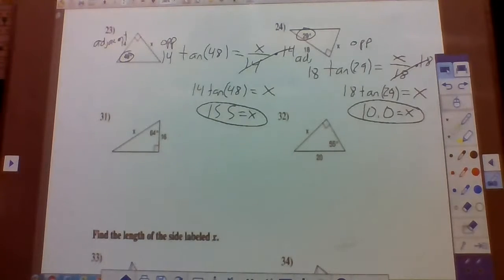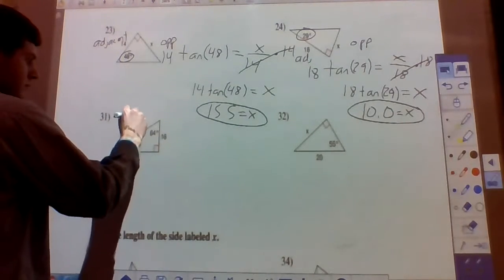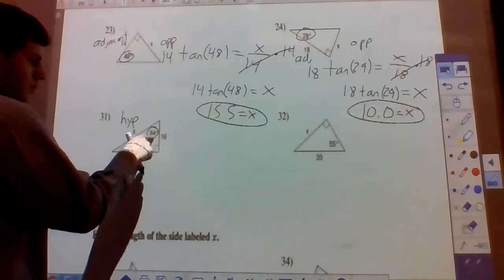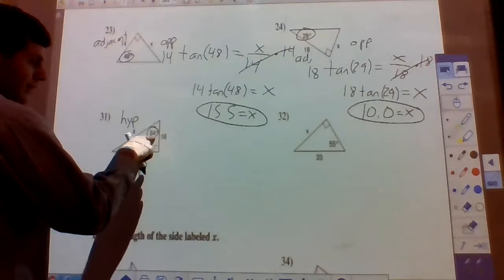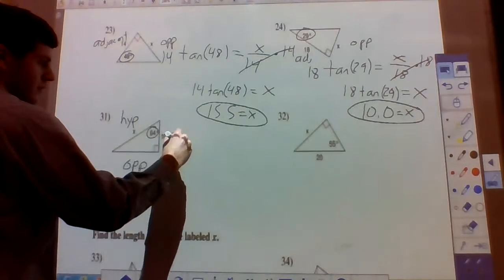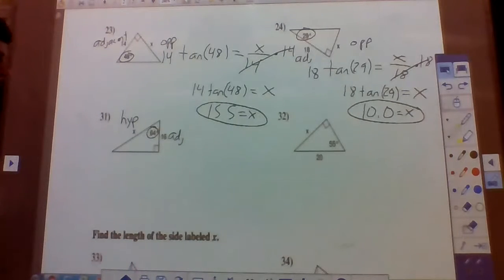All right, 31. Across from the right angle is the hypotenuse. Here's the angle in question. Across from that angle is the opposite leg. Next to that angle is the adjacent leg. Okay, we have information on the adjacent and the hypotenuse. So that's going to be the cosine of theta.